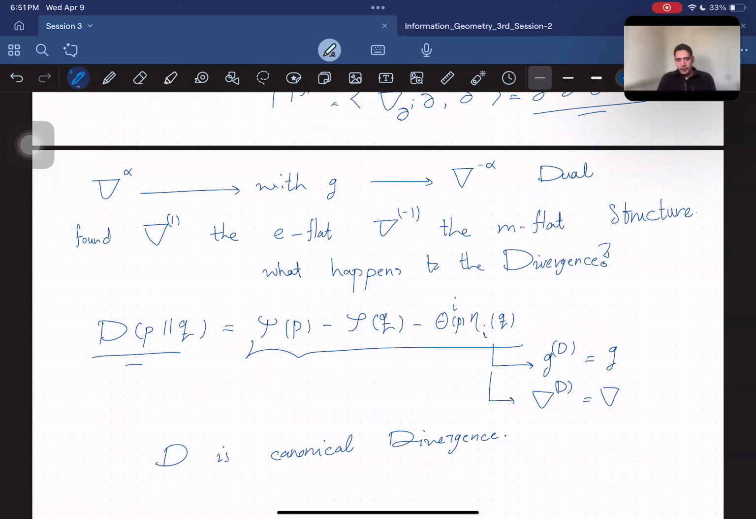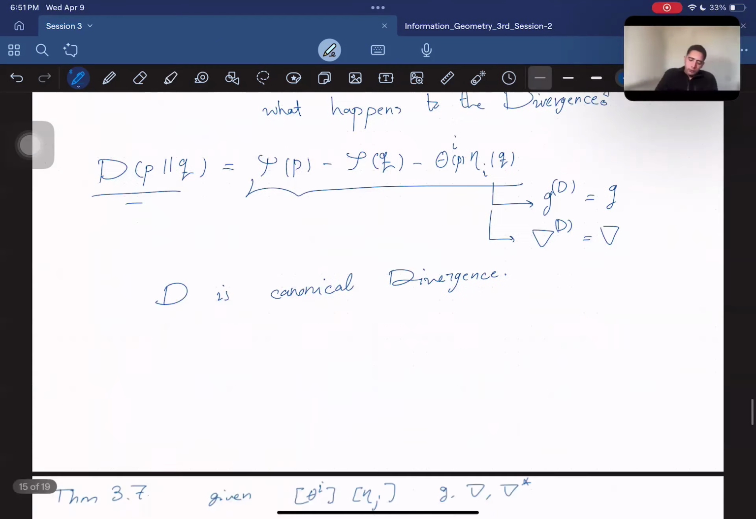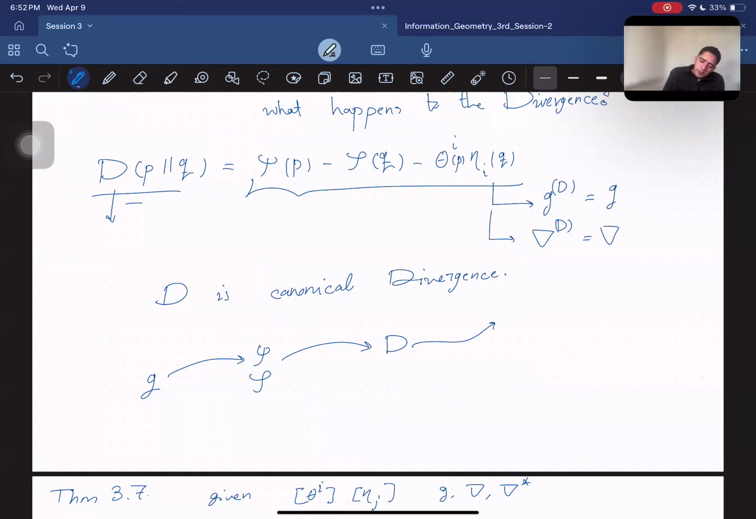In this way, we started from G, we could create phi and psi. Then with this, we created this divergence. And then with this, we already saw we could create some other Riemannian metric and some other affine connection. And the cool thing here, so we already had also theta and this.